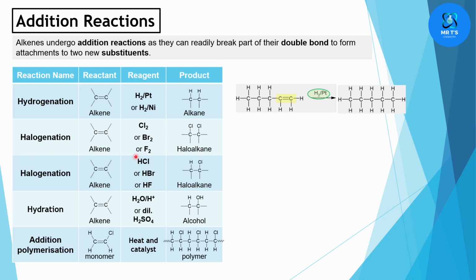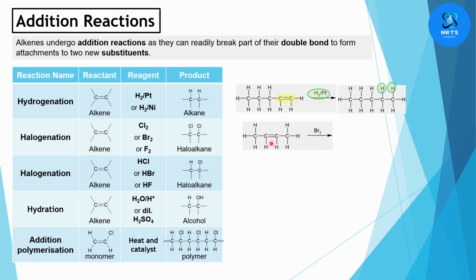The next one is called halogenation. So in this case, in halogenation, we're going to add halogens. Now the first example I'm going to give you is we add a diatomic molecule of halogens, or 2 halogens joined together in a molecule, and we either use chlorine, bromine or fluorine. They'll write whatever halogen is above the arrow.